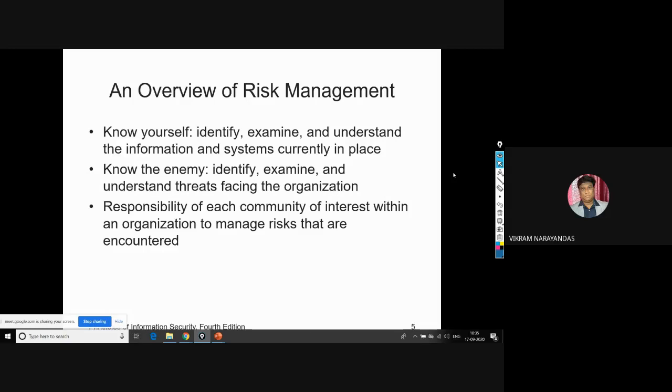There are some roles we discussed in previous classes. Role of communities of interest. The responsibility of each community of interest within the organization is to manage the risks that are encountered. So who are the people in the communities of interest? Anyone? We discussed it in the previous class in first year already. There are so many people: information technology people, information security people, management, and users.